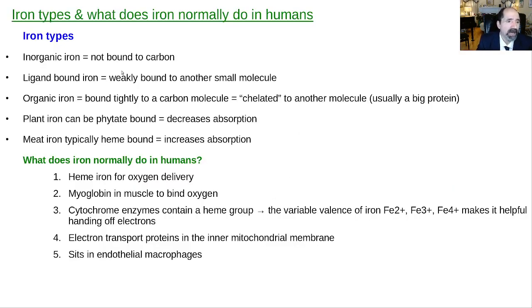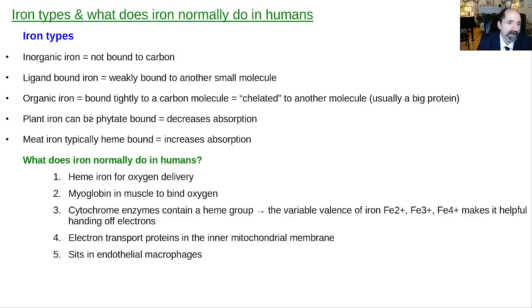All right, iron types, a couple things to know. Inorganic iron just means not bound to carbon. The word organic means carbon, basically. So organic iron is bound to a carbon molecule. These are usually bound pretty tightly, sometimes even called chelated. Chelation means like a claw to hang on to something, usually a big protein. There's also an intermediate form called ligand-bound iron, bound to some smaller molecule, and that's usually a weak binding. Those are at risk to potentially redox cycle. The nice thing about organic iron is that it's tightly bound, let's say, to a phytate. It's not going to redox cycle. It's not going to do anything.